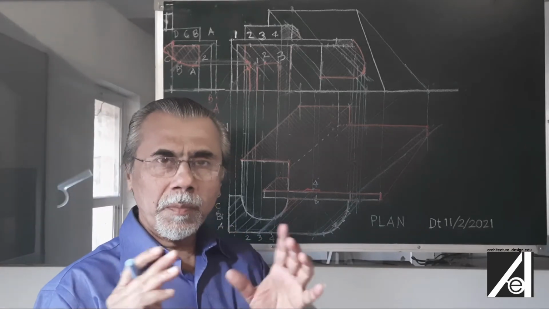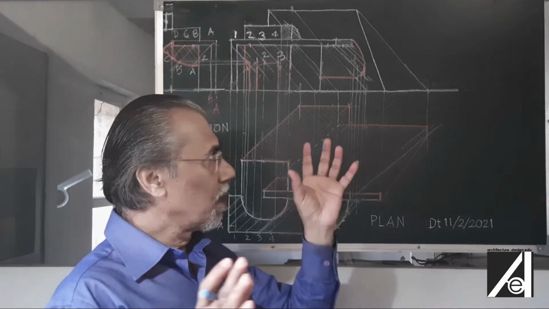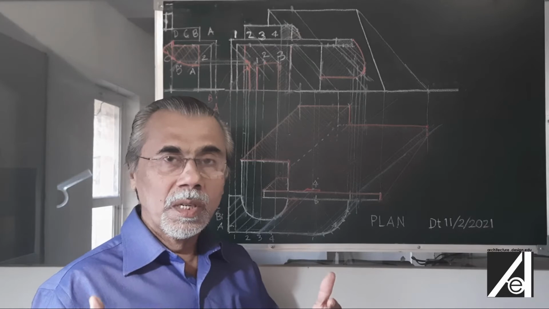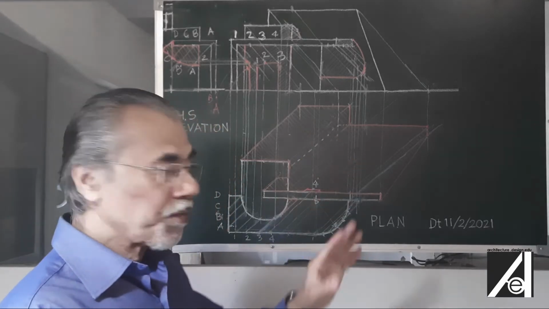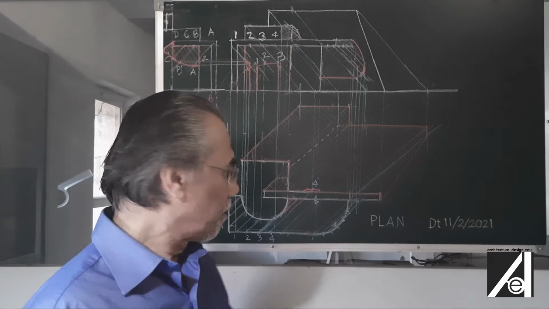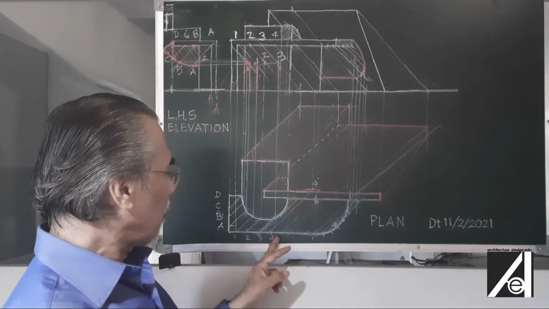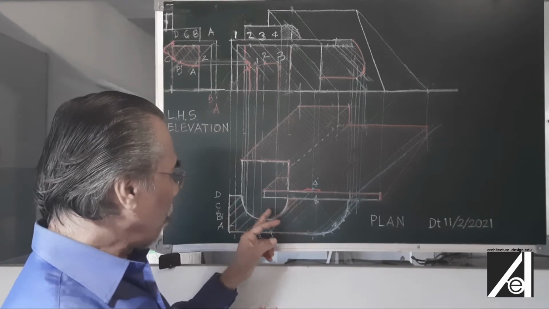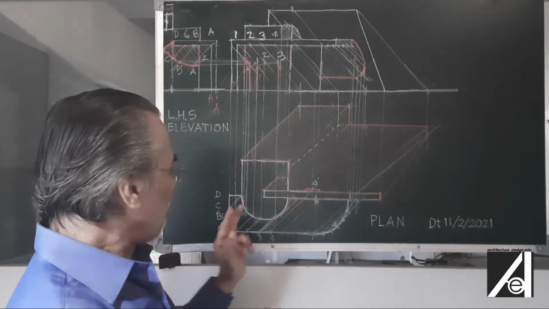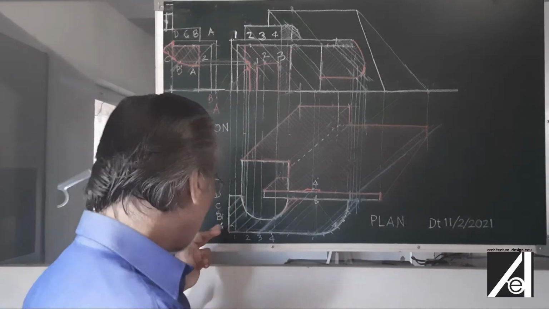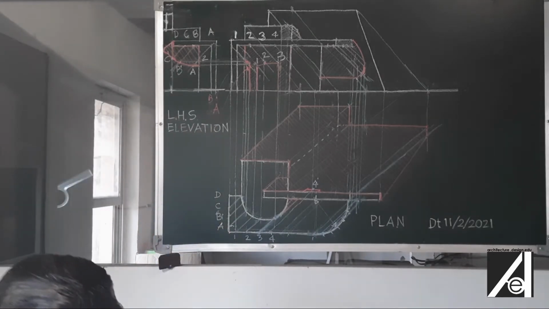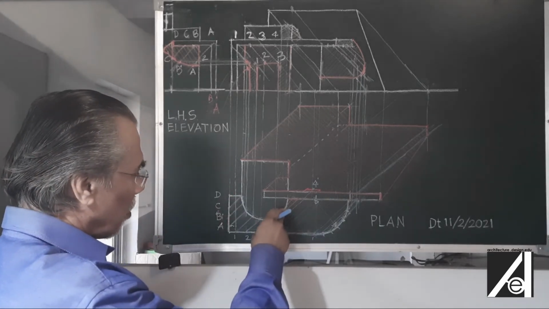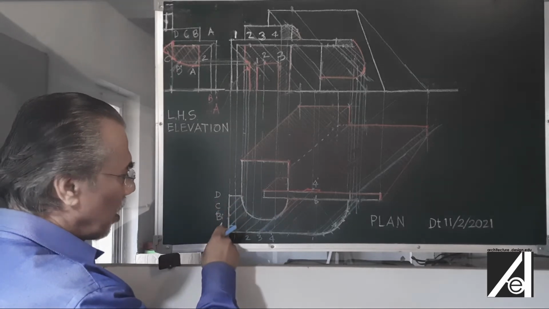I am going to tell you part by part. I have already drawn it, because if I had drawn it while explaining, it would take a lot of time. So I have already drawn it, and then I explain how I drew it. These 1, 2, 3, 4 points I have taken, and on this curvature you will also see, in this elevation, the sciography of this edge also falling. This edge also falls on this, so you have to take some points here as well.